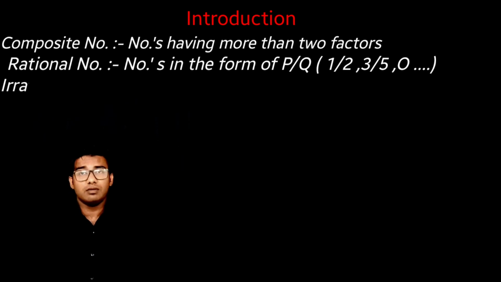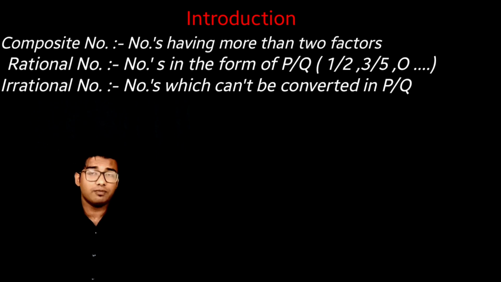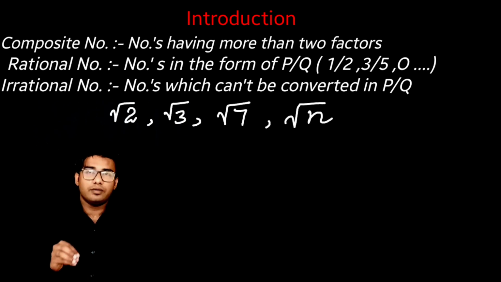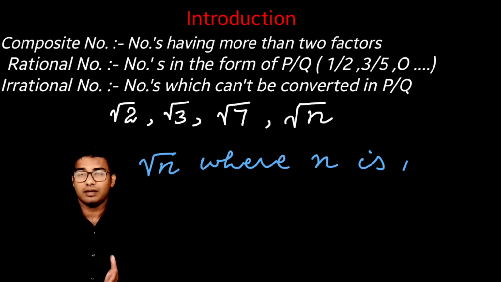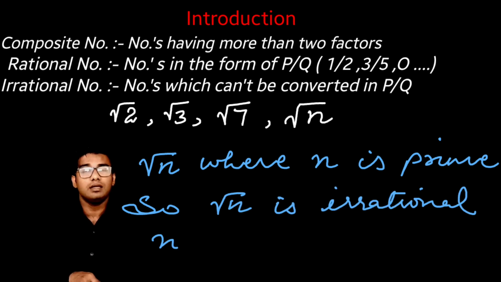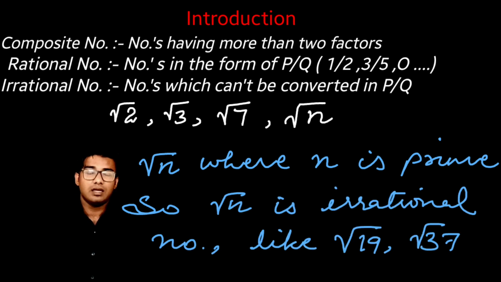Irrational numbers cannot be converted in the form of p upon q, that's why they are called irrational numbers, like under root 2, under root 3, under root 7. Here is a simple trick to understand whether a number is irrational or not. Under root n, when n is a prime number, then under root n is an irrational number. Only n equal to a prime number, then under root n is irrational.